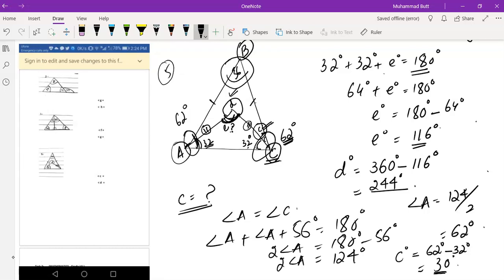The value of angle A was 62 degrees. The value of the opposite angle is also the same because these are the base angles of the isosceles triangle. And when we have found out the value of angle C, that is 62 degrees, we know that it is comprised of 32 degrees and the small c over here. We can find out angle c over here. It is 30 degrees.